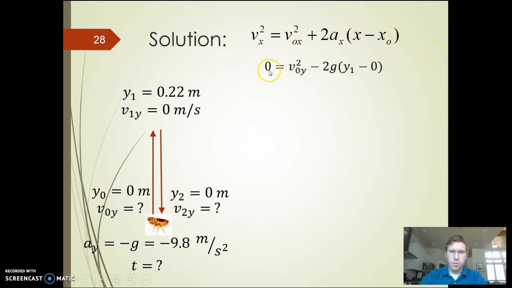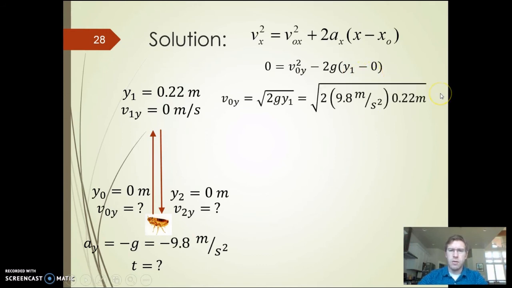It's 0. 0 squared is still 0. Up at the top, we want v initial. We got negative g as our acceleration. Notice this became a negative because I plugged in the g. y1, which is our 22 centimeters, minus 0. So solving for v initial, it just becomes the square root of 2g times y. So I do the square root of 2g times y, and I get, boom, box-worthy, 2.08 meters per second. So the flea leaves the ground with an initial velocity of 2.08 meters per second.